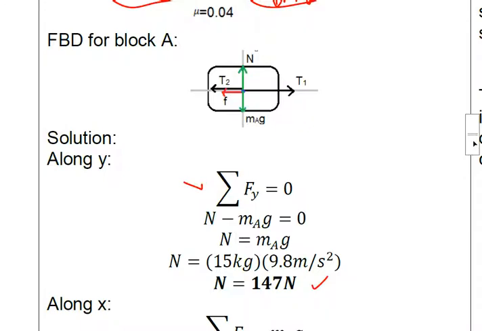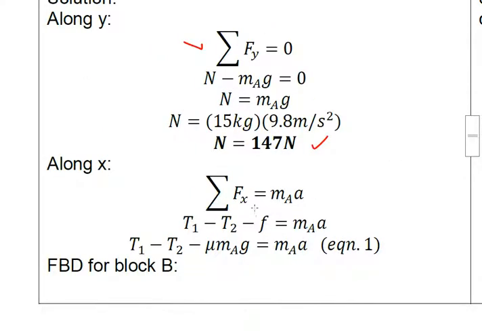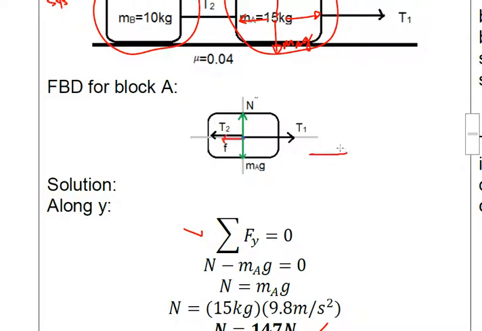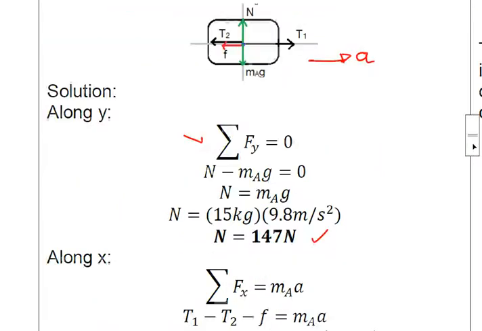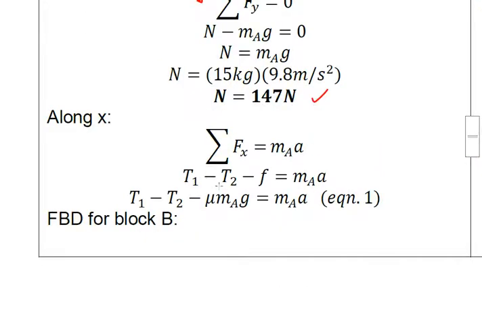So along x, we have the acceleration along x. We've got to use Newton's second law. The summation of forces along x, or the net force along x, is equal to m sub A times the acceleration. What are the forces? You have here T1. The T1 goes with the direction of the acceleration, so this T1 should be taken to be positive. Then the T2 is going against the direction of the acceleration, so you have minus T2, and minus the frictional force, that is equal to m times a.